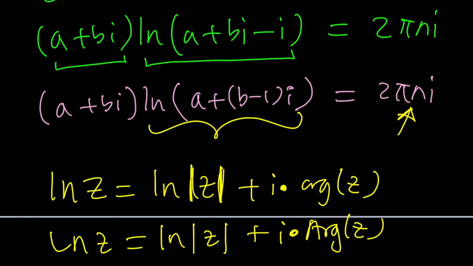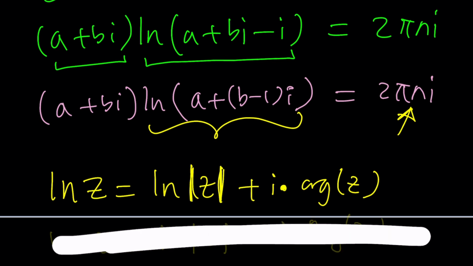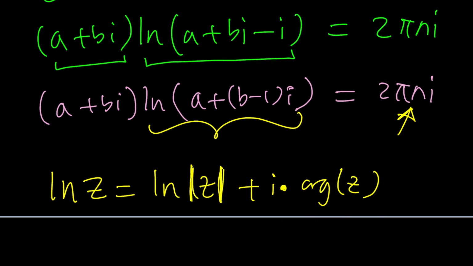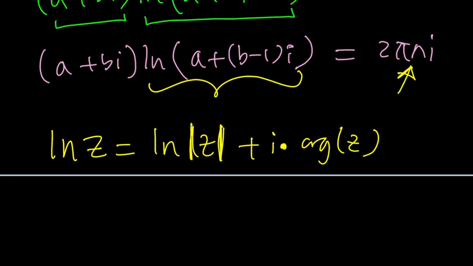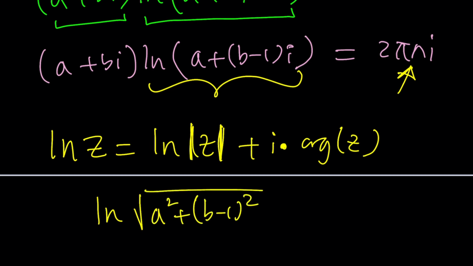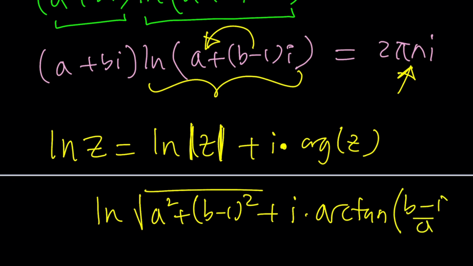So anyways, no matter how you do it, let's just stick with a more general form. Maybe if needed, we can simplify the process. But in this case, we know the absolute value of z is the square root of a squared plus b minus 1 squared. The problem is we don't know the argument. But the argument can be found from arctangent. And remember, tangent theta is (b minus 1) over a. So in this case, that will be our number.